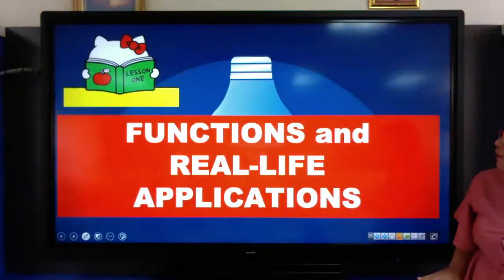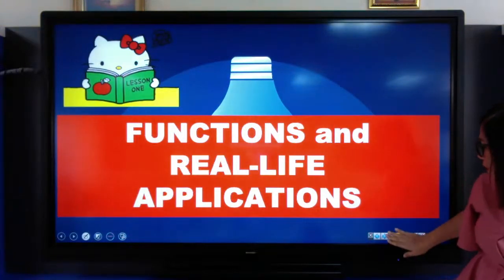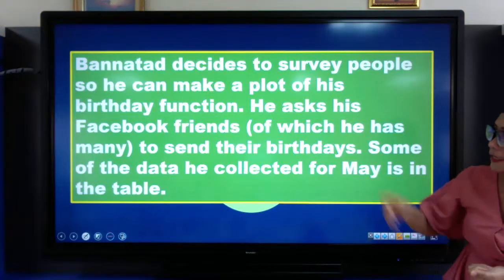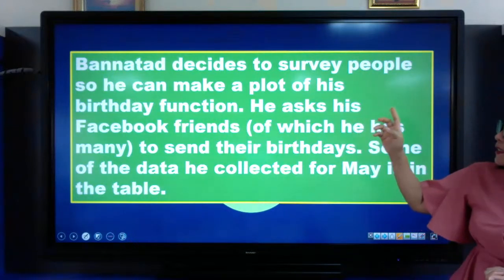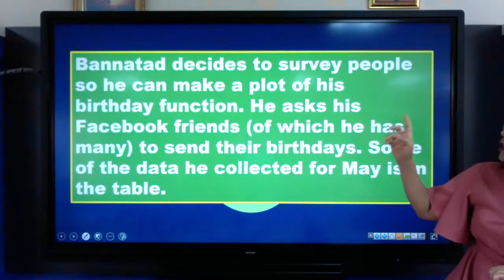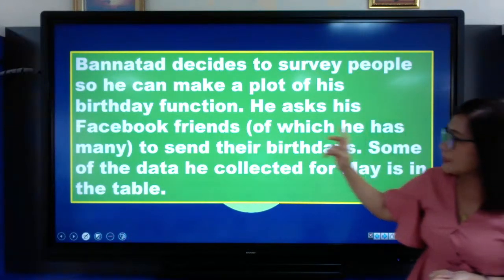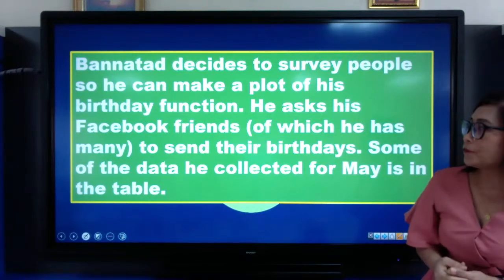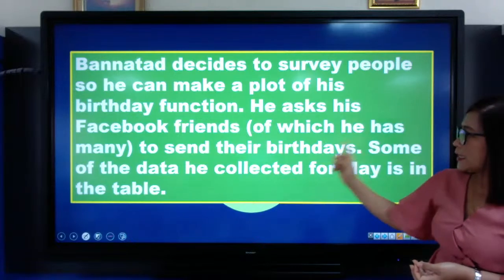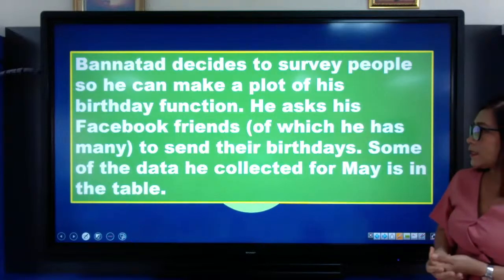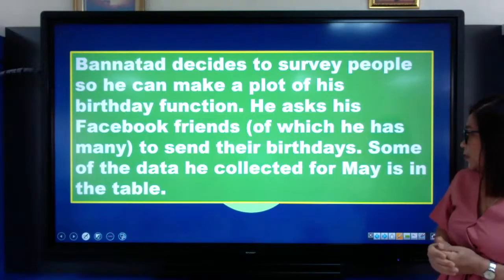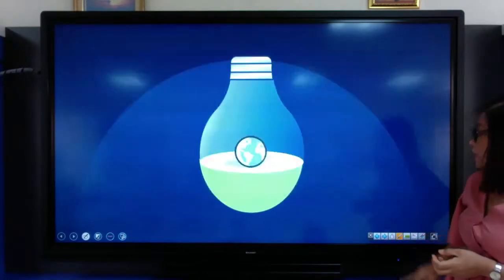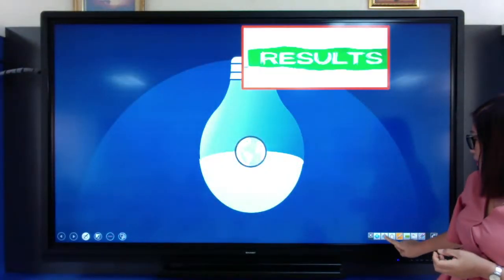Next we have functions and real-life applications. Example, Balatad decides to survey people so he can make a plot of his birthday function. So he asked his Facebook friends, of which he has many, to send their birthdays. Some of the data that he collected for me is in the table. So this is it. The table is here, students.